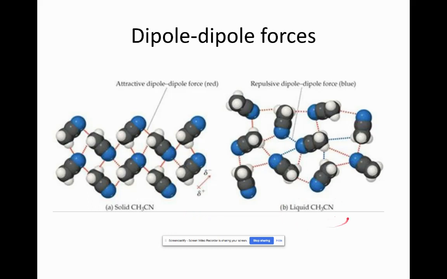Another example of that here, you can see this one is a solid CH3CN, and then we've got liquid CH3CN, where we've got these attractive forces here in the solid state, lots of attractive dipole-dipole forces. But once it becomes liquefied and those particles move around a bit more, now we can run into some repulsive forces when two of the same charged ends come into contact with each other, like two north ends of two different magnets. There's going to be repulsion there.